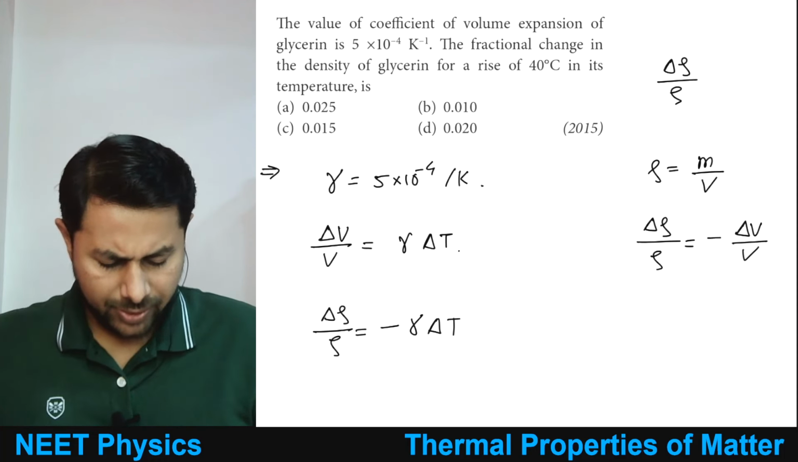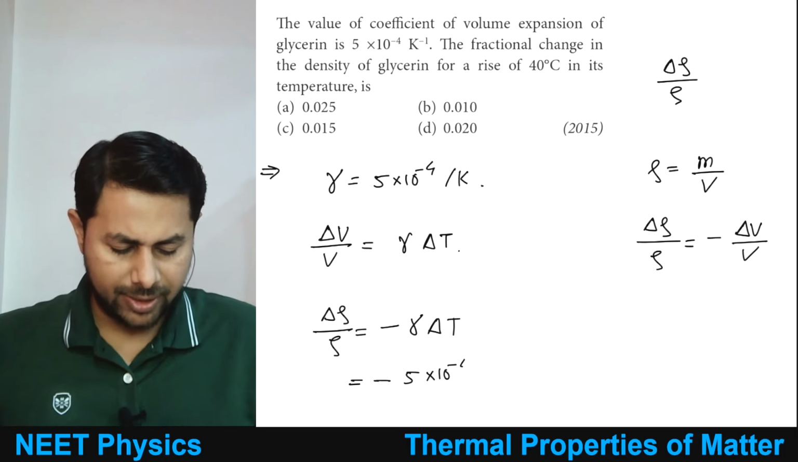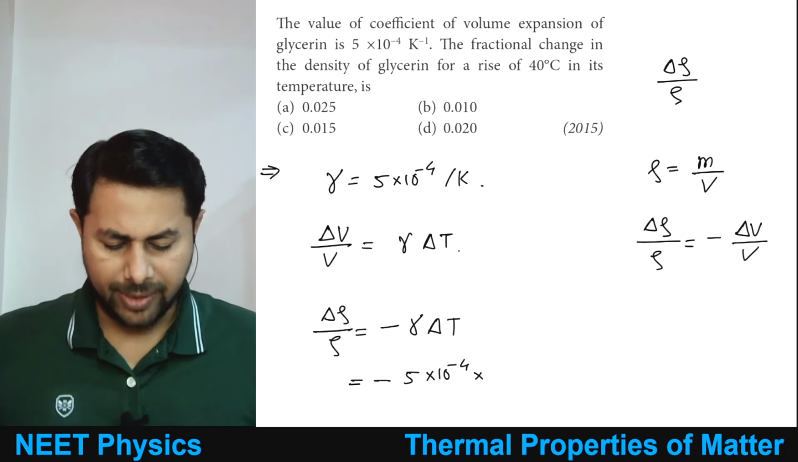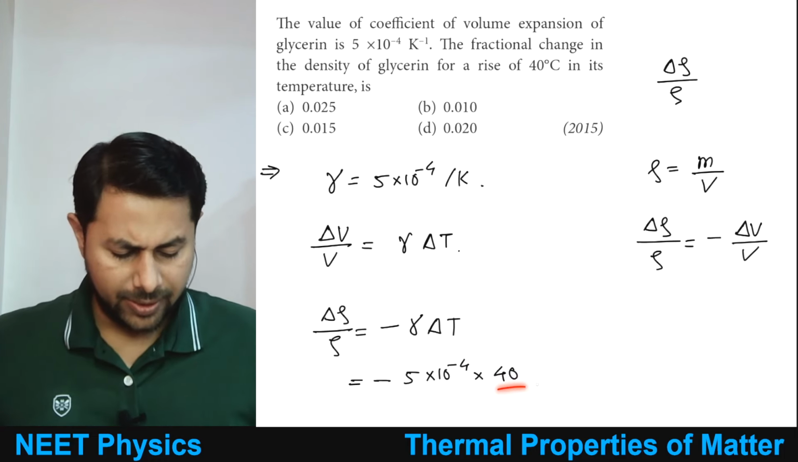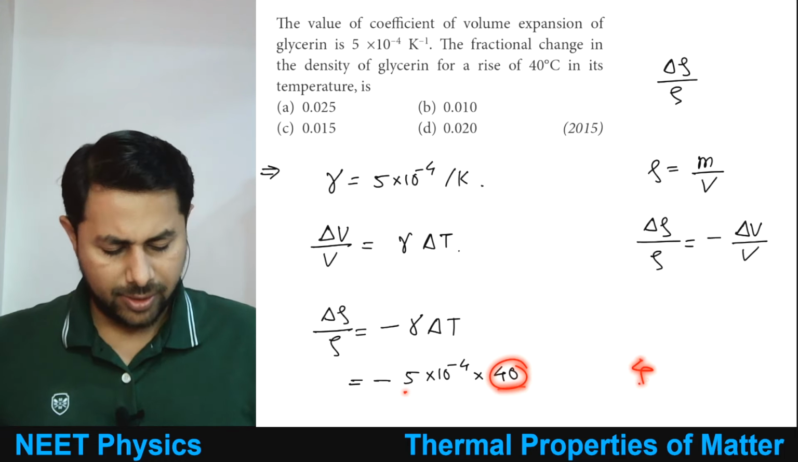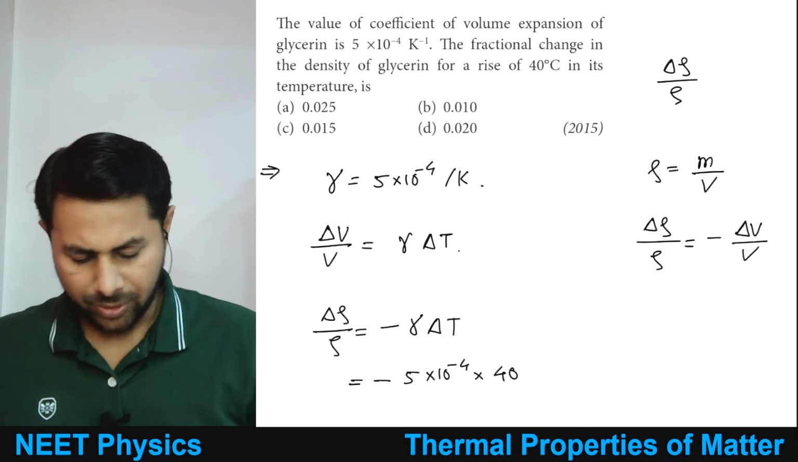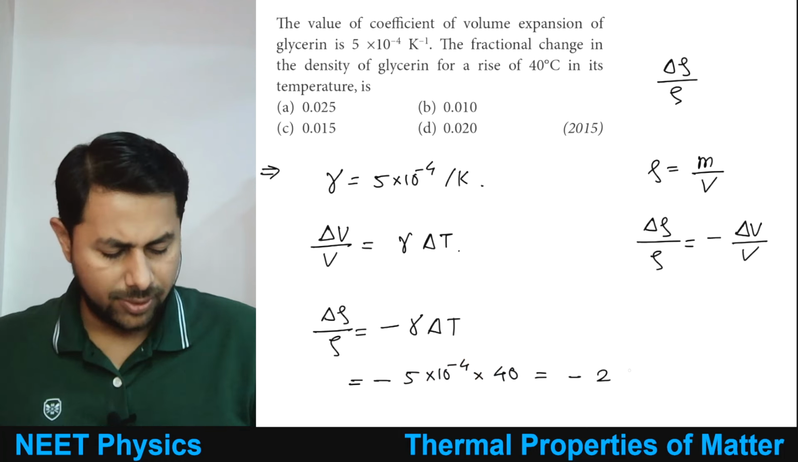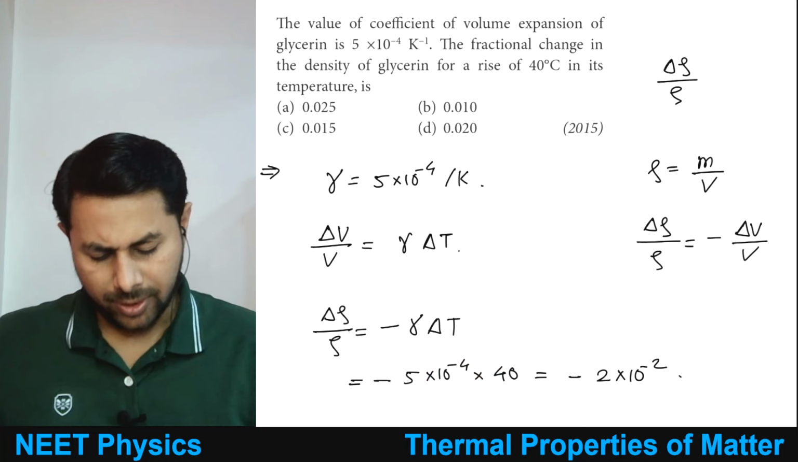Then put the values. Gamma is 5 multiplied by 10 raised to minus 4, multiplied by the change in temperature, 40 degrees Celsius. 40 times 5 is 200, and 200 times 10 raised to minus 4 is 2 multiplied by 10 raised to minus 2. So that should be the answer: minus 2 times 10 raised to minus 2, that means 0.02. So it is option D.